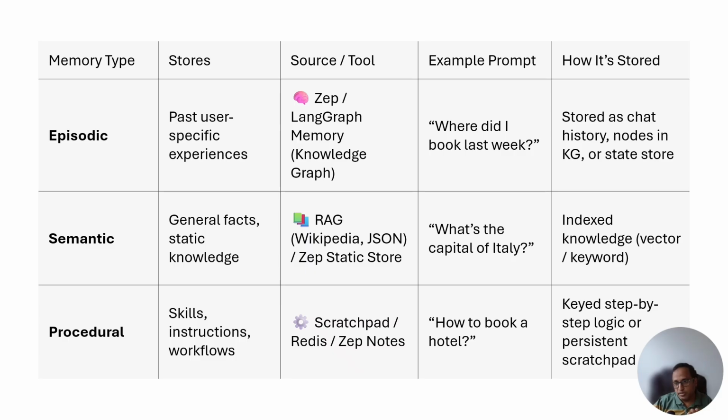Again, you can use ZEP also, you can use Redis type of tools where you can store the procedures. So this is about a summary of the agent memory. Next, we are going to build an agent, and we'll use both a scratchpad and ZEP memory to build that agent, and we'll see how we can actually offload the context when user asks a question, or we can retrieve the context from the memory.